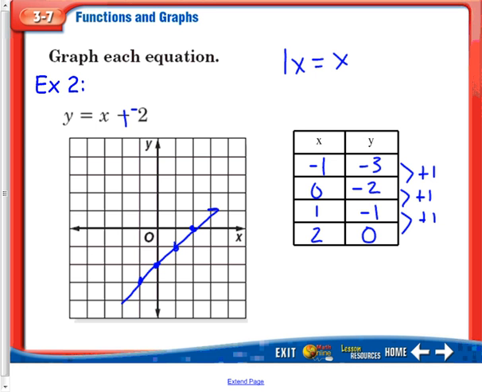Linear means a straight line. So this is, in fact, a straight line increasing by 1 each time. So we talked about that as being the slope of the line. Kind of like the slope of a hill or the slope of a road.